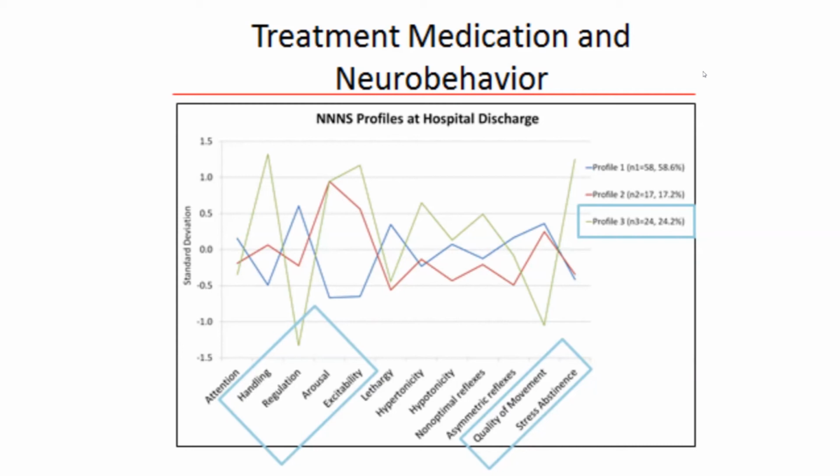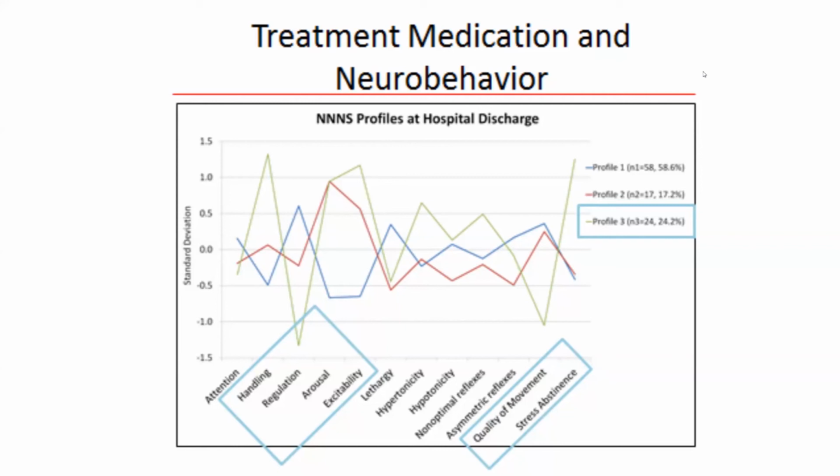This is a graphic showing the effects of opioid exposure on infants. When you look at this graphic, along the x-axis are the different domains. Along the y-axis is the standard deviation, and the colors, the blue, the red, and the green, are different types of profiles that can be formed when we do an ENDS exam. The green profile, labeled as profile 3 here, is really the abnormal profile.